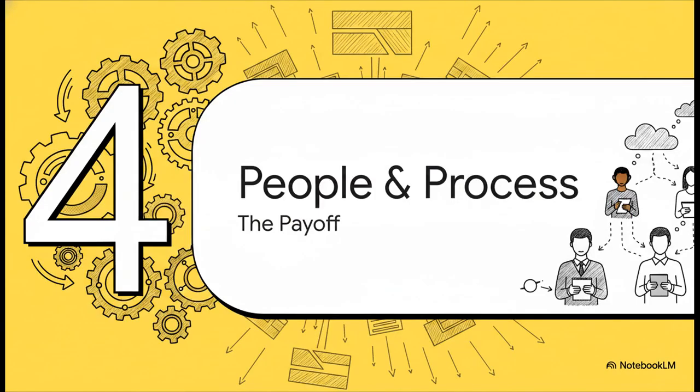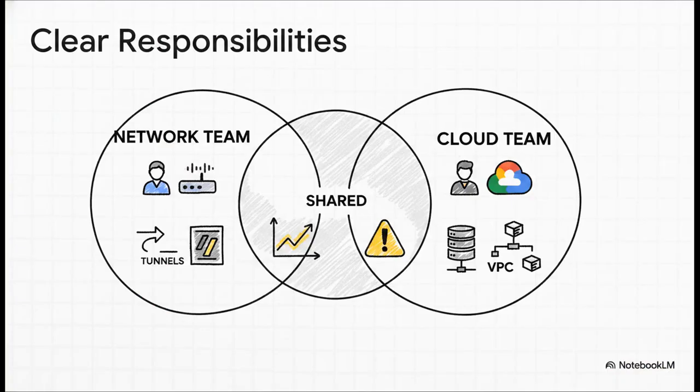So we've covered a lot of the tech, but let's be real. A successful hybrid cloud is as much about people and process as it is about packets and protocols. So let's zoom out for a minute and look at the organizational side of things. This architecture sits right at the seam between your traditional network team and your new cloud platform team. You absolutely must define who owns what.